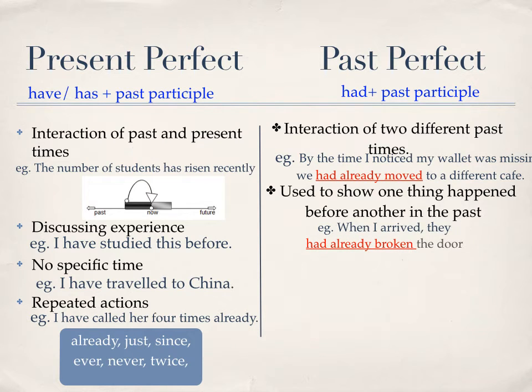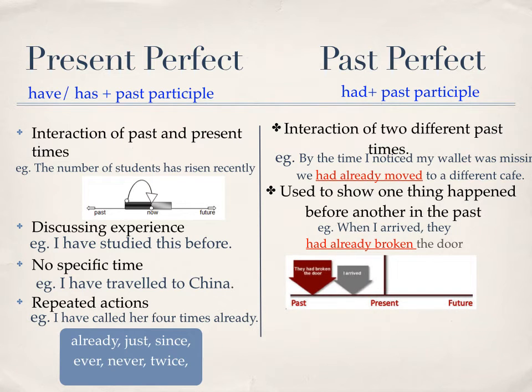Let's look at another one. When I arrived, they had already broken the door. So again, had already broken is going to happen first, and then the past simple is going to happen afterwards. Okay, so the first thing that happened, we're going to have a past perfect.